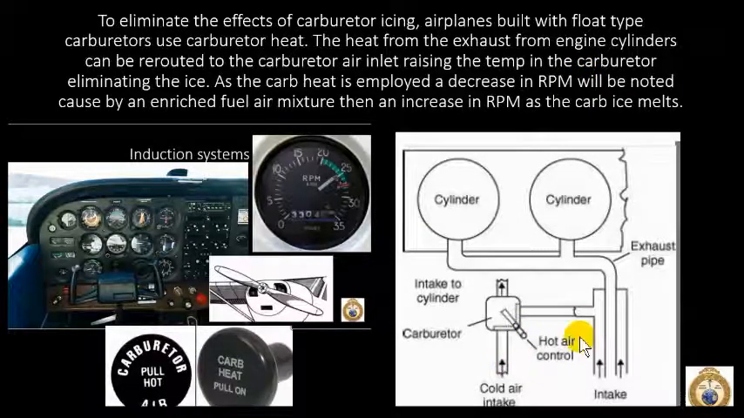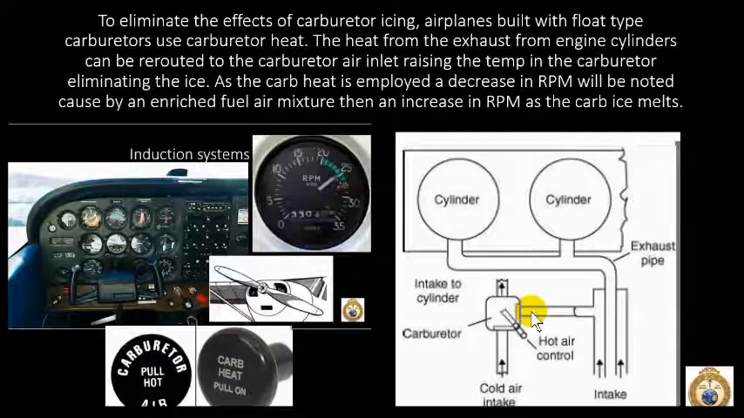Basically what's going on here, we have heat rerouted back to the carburetor through a system of the intake. The cylinders are releasing exhaust air, but it's warmer, so we want warm air to be redirected back to the carburetor like I'm showing you here. The cold air was already coming in, but now here's the hot air control, and it lets the warmer air come in, and that's how we melt the ice inside the carburetor.